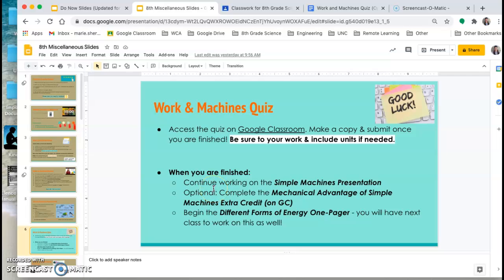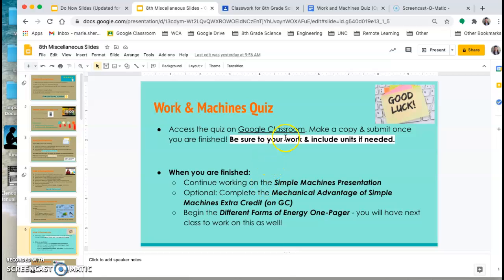The first and foremost important assignment would be to work on the Simple Machines presentation if you did not finish that last class. The Simple Machines presentation is technically not due until next class, but because today is an independent work session, that is definitely what you should be working on once you have finished this quiz if you have not yet finished it.